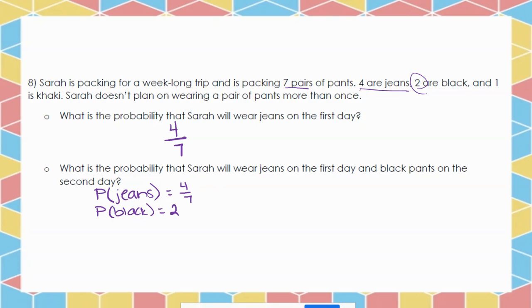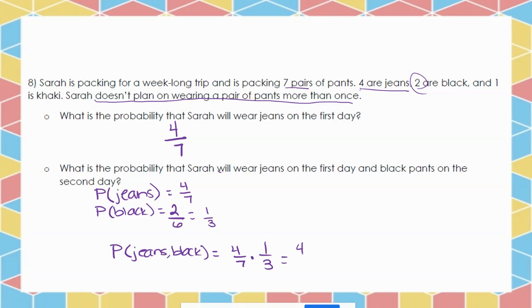But since she would have worn a pair of jeans on the first day, and we know that she does not plan on wearing a pair of pants more than once, then now there are no longer 7 pairs of pants to choose from. Now there are only 6 pairs. Well, 2/6 can simplify to 1/3. So the probability of jeans followed by black pants is 4/7 times 1/3. 4 times 1 is 4, and 7 times 3 is 21. And since that cannot be simplified, that is our probability.